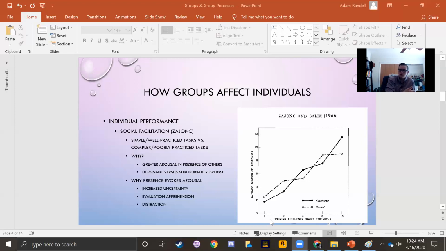Now, earlier, I mentioned evaluation apprehension increases arousal, but that may not be the only reason that the presence of others increases our arousal.